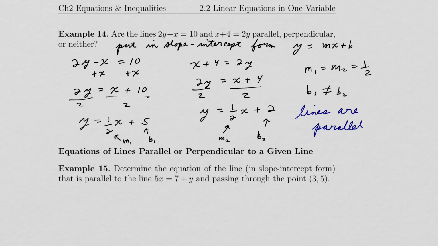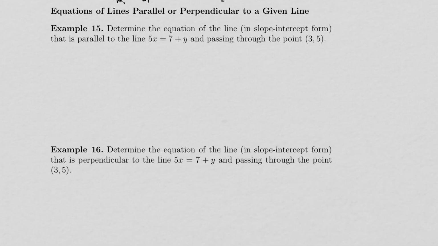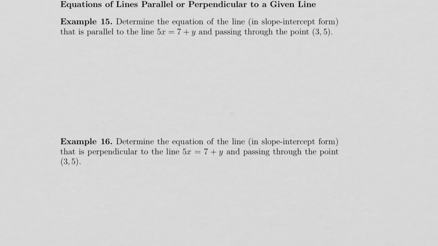Okay, what if I want to find the equation of a line parallel to another line? Well, in that case, this example says, determine the equation of the line in slope-intercept form that's parallel to the line 5x equals 7 plus y and passes through the point (3, 5). So what we first need to do is find the slope of our new line that's parallel to the original line, but we know that the slopes have to be equal, right? The slope of the new line has to equal the slope of the original line. So what I would do first is find the slope of the original line.